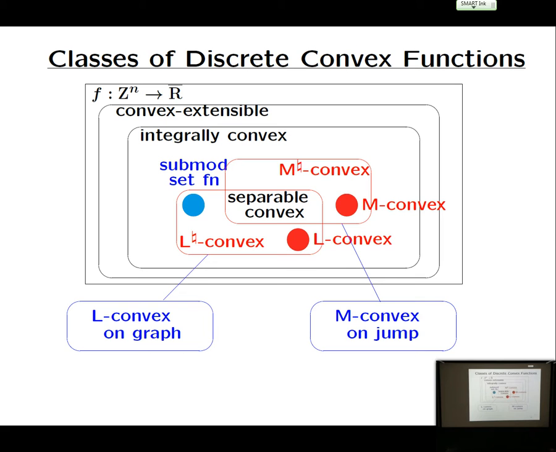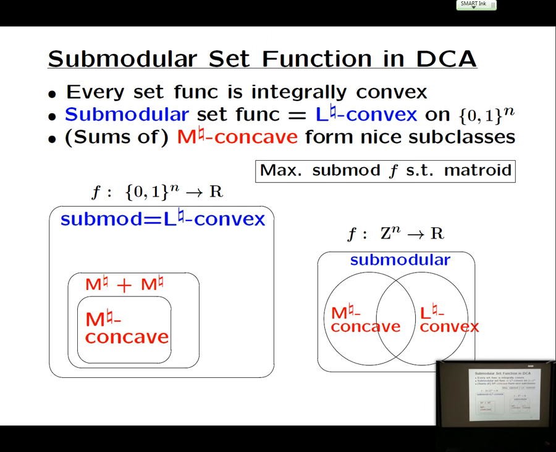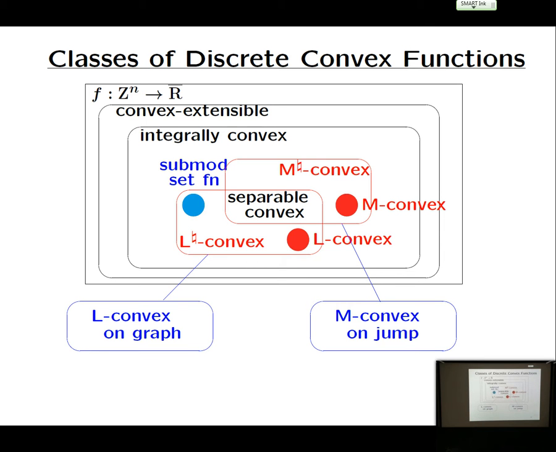Good. So here are the classes. Almost the same as you saw before, but I added M convex and L convex functions. Conceptually, M and M natural are equivalent if we increase variables by 1. But if we fix M here, we have such an inclusion. Okay? And those two new generalizations don't fit this picture.